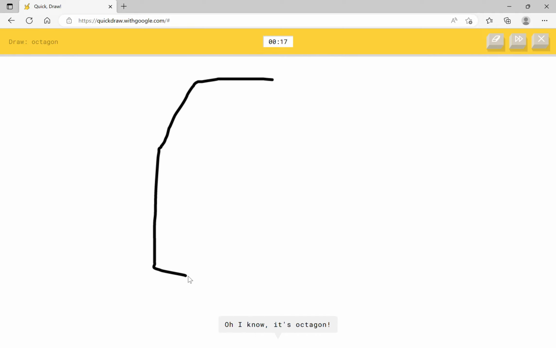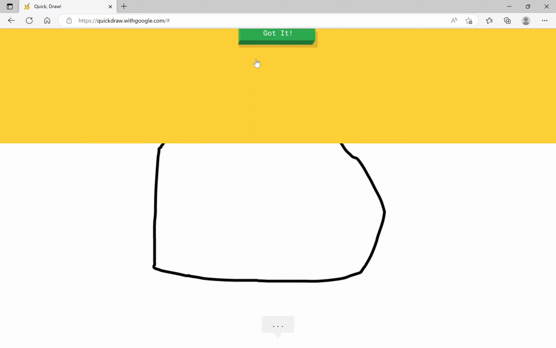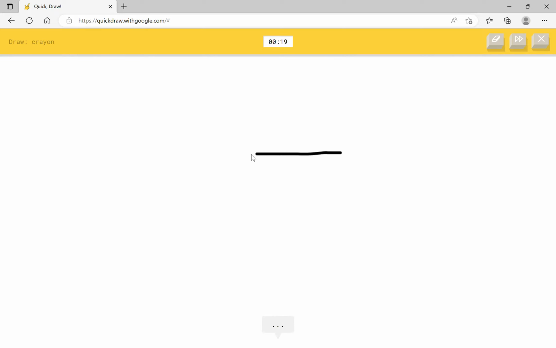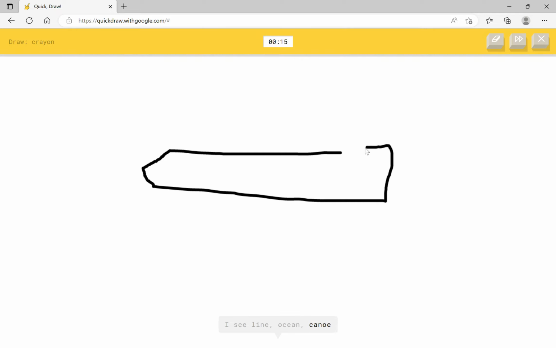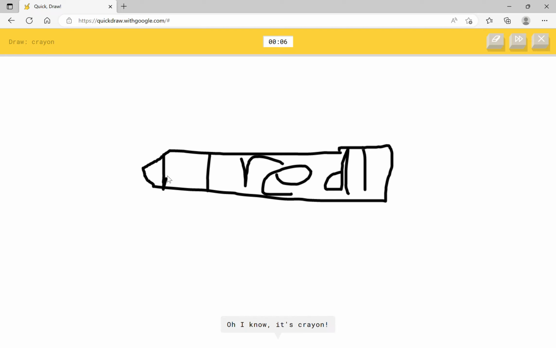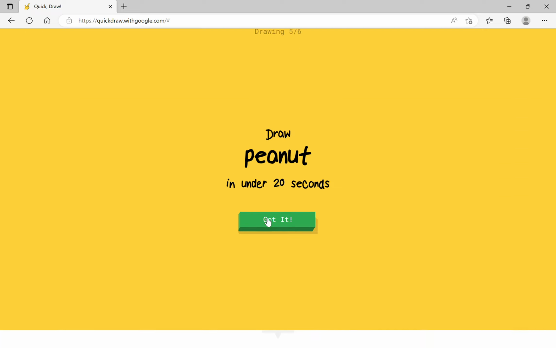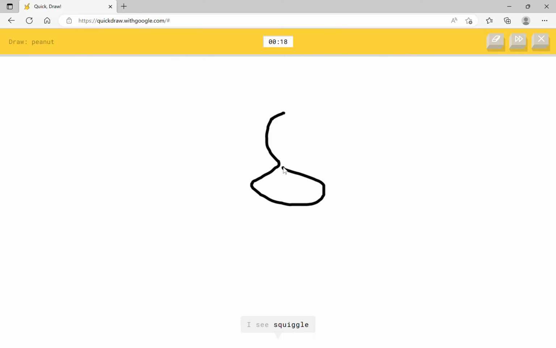I see knee. Oh, I know. It's octagon. I see line. Or ocean. Or canoe. Or pencil. Or shoe. I see eraser. Or bandage. Or belt. Oh, I know. It's crayon. I see squiggle. Oh, I know. It's peanut.